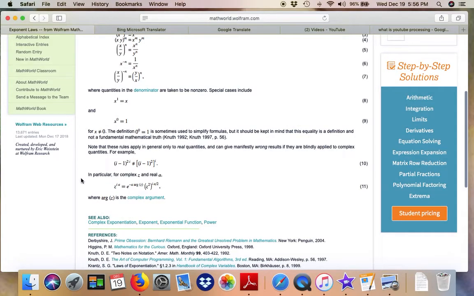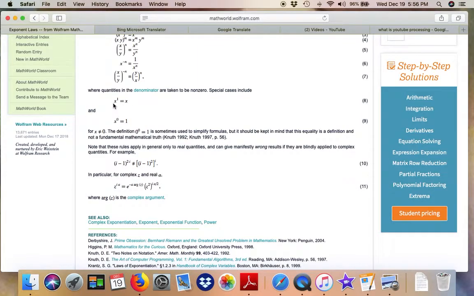Where quantities in the denominator are taken to be non-zero, special cases include x to the 1 equals x, and x to the 0 equals 1. These just have to be memorized. You'll use them in every other problem. You'll get an exponent of 0, and then that always equals 1, no matter what's in your x. It could be 1 quadrillion, or negative quadrillion, or negative 3, or 2. If it's to 0, it equals 1. If it's any real number in here, it equals 1. And then anything to 1 equals itself.